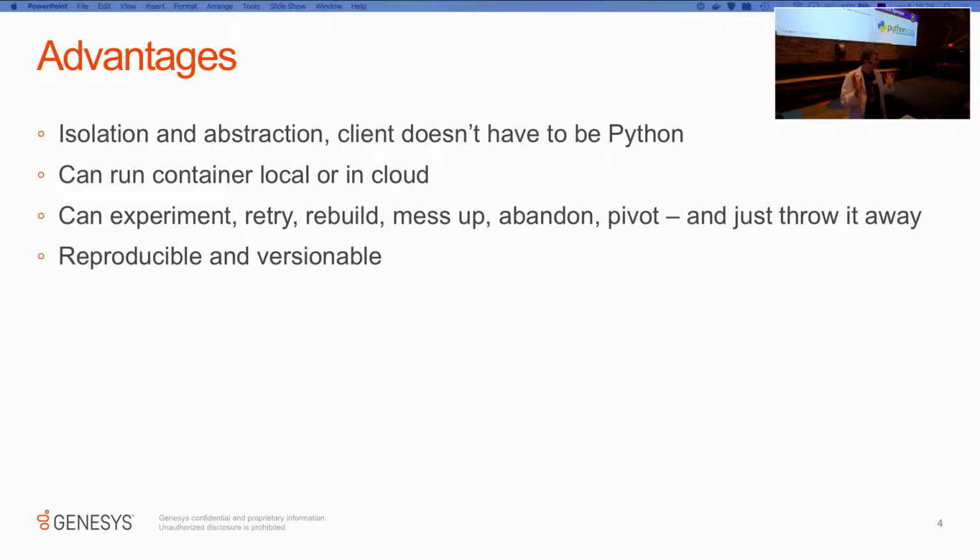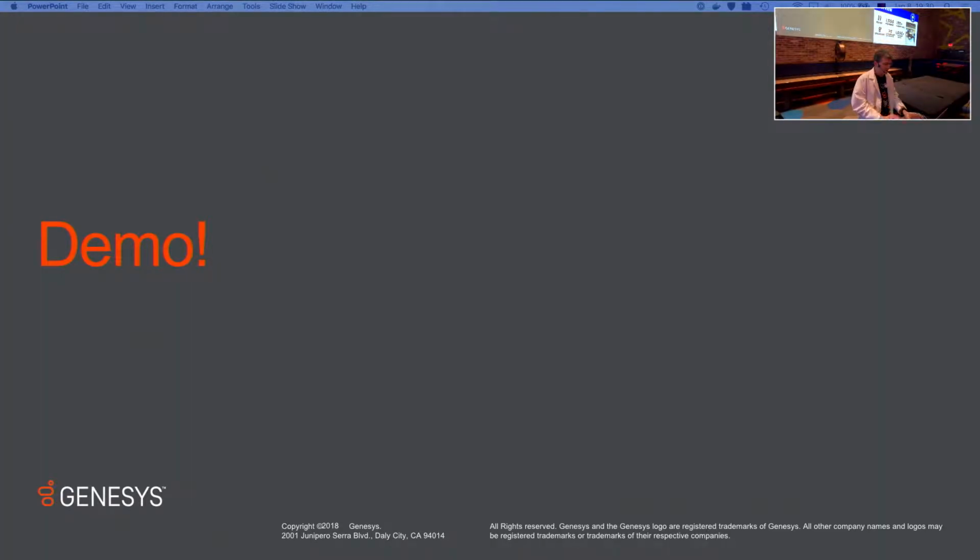And so obviously the advantages are isolation and abstraction. The client doesn't even have to be Python, it can be anything. You can run the container locally for testing, and then you can take it as is and run it from the cloud. You can access it from your machine if you need more horsepower in the cloud. And of course, you can experiment, you can retry, you can mess it up. It's completely reproducible and versionable because of Dockerfiles and scripting. So this gives a brief introduction, and now I have a little demo.